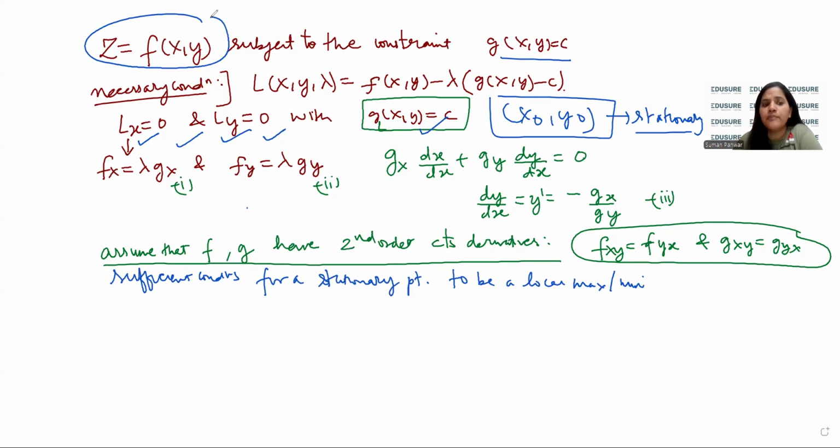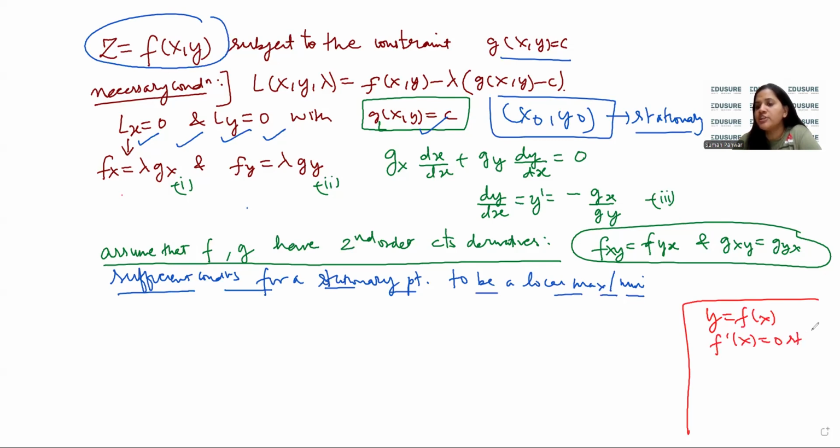So now we are using sufficient conditions for a stationary point to be a local maximum or minimum. We are actually trying to derive sufficient conditions. In the case of one variable, y equals f(x), f dash x equals 0 gave us stationary points. If f double dash x was negative, we got a local max. And if f double dash x was positive, we got a local min. So let's see what is going to happen in this case.